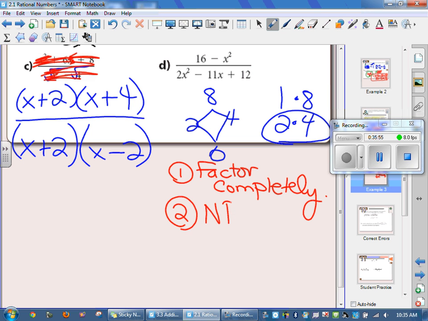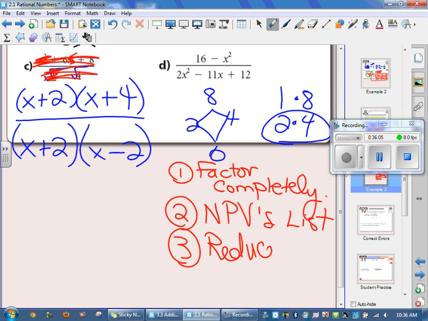So we factored it completely. The non-permissible values. What can our bottom not be now? Positive and negative 2. So we know x can't be positive and negative 2. Perfect. Now my last step, I reduce it. Are there common factors on the top and the bottom in brackets? Yes. You get rid of them if there are. So your final answer is going to be x plus 4 on top of x minus 2.